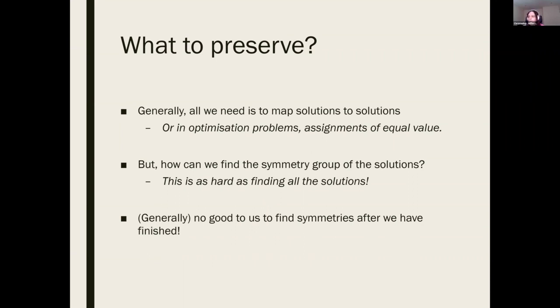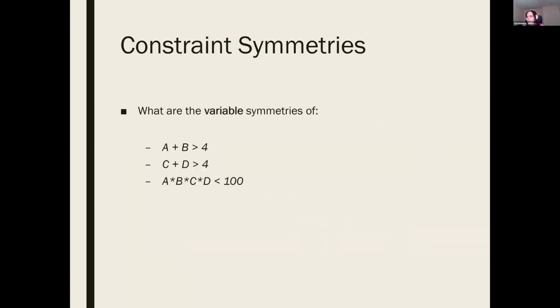But how do we find the symmetries? It is as hard to find the symmetries as it is to find all the solutions. So we cannot, in general, theoretically find all the symmetries. And usually it's no good to find them after you've finished, as I said.